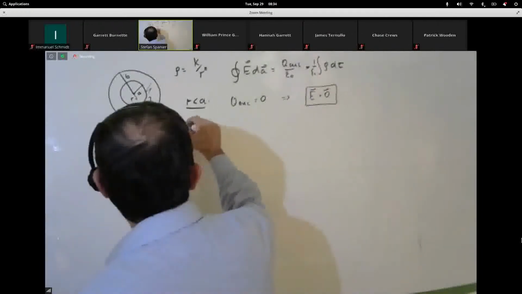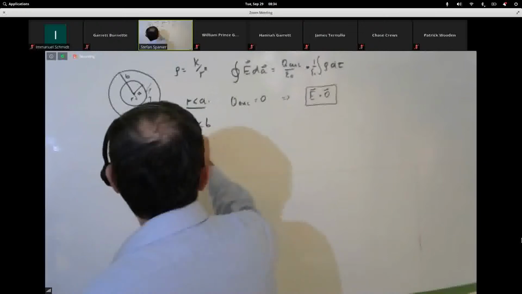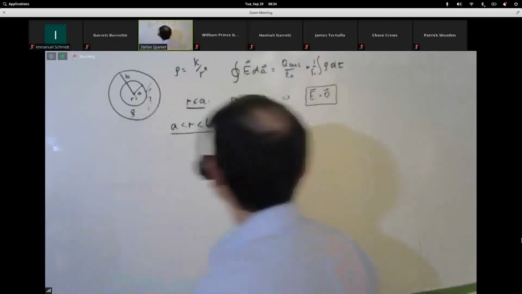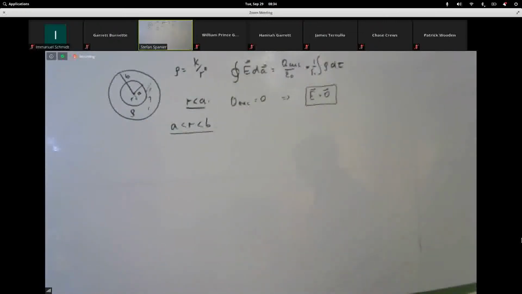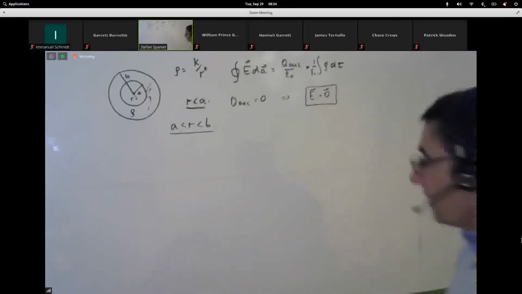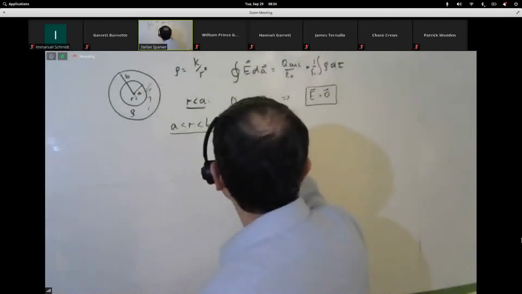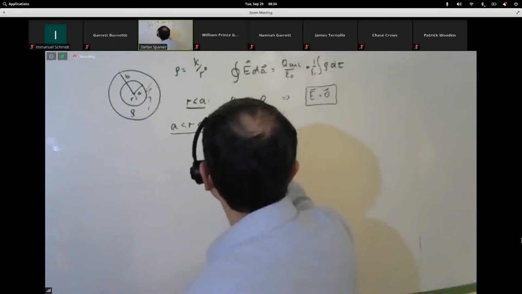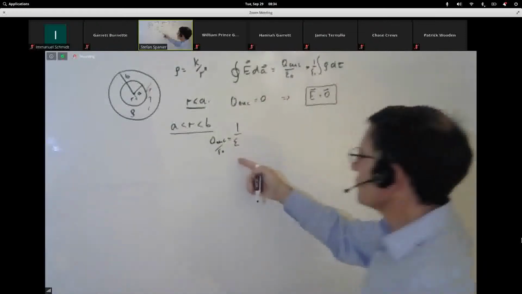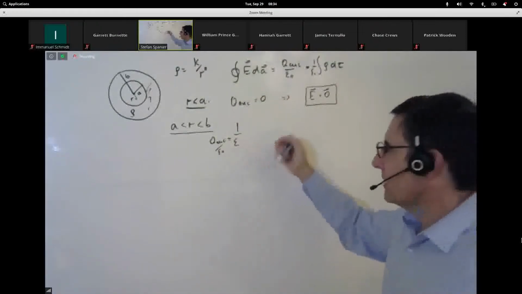And then A smaller than r smaller than B. Now we are in this region where we place the charge density. So in this case, it is more involved. This is the one where we actually have to calculate the enclosed charge. You may also just write Q enclosed.